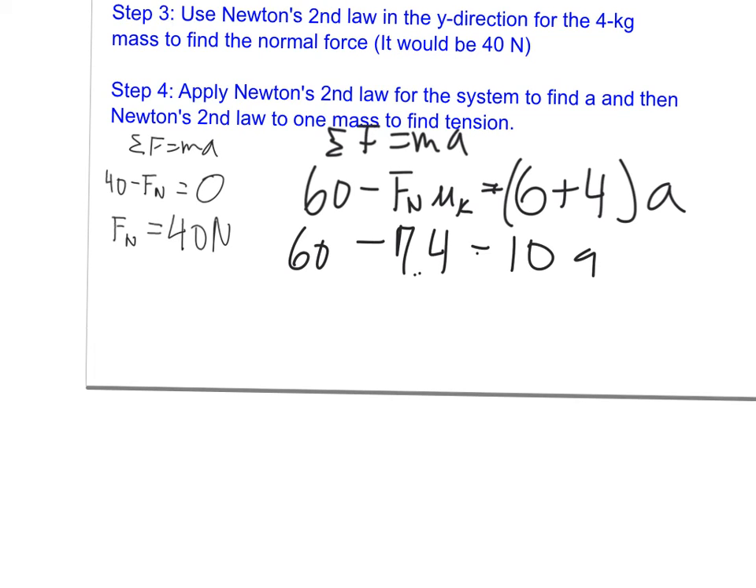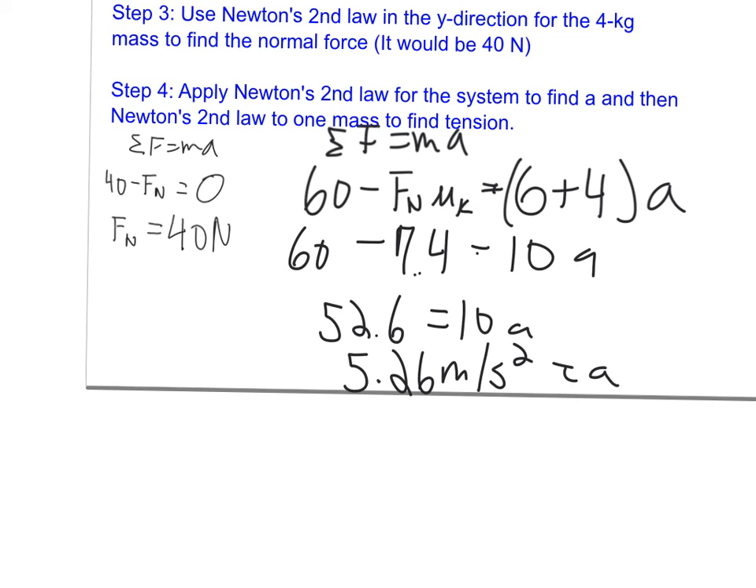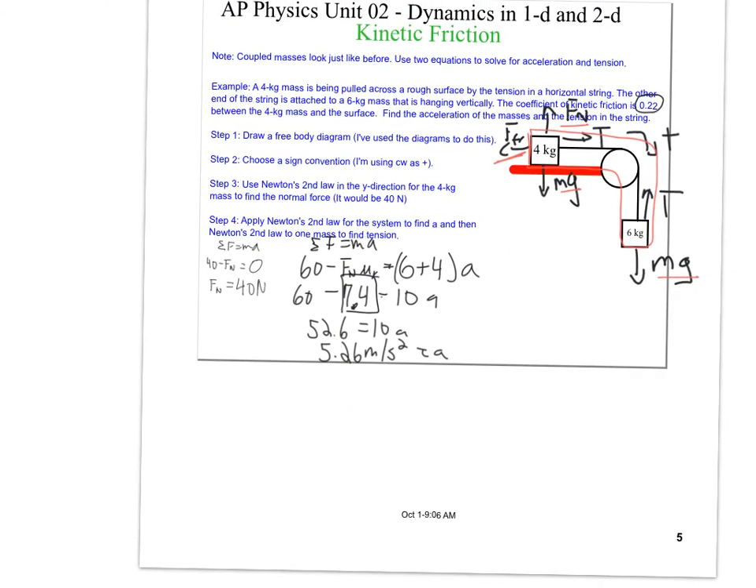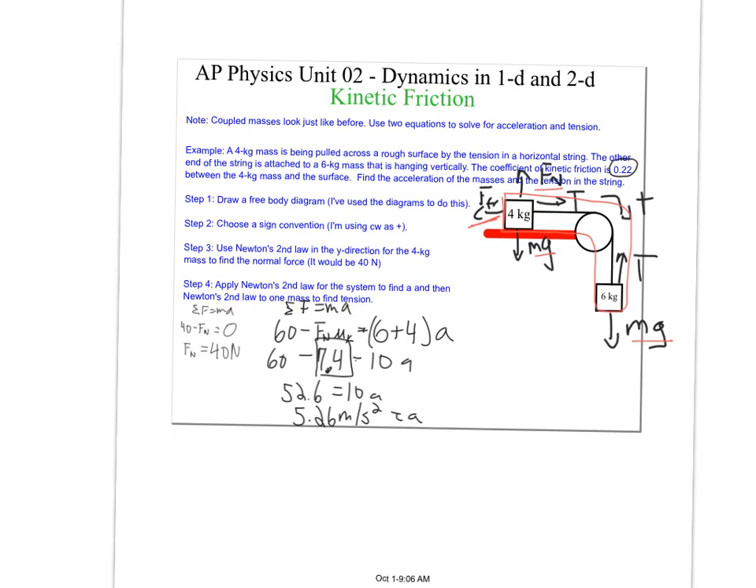7.4 off of 60 is going to be 52.6. That equals 10A, which means our acceleration is 5.26 meters per second squared. That math in the middle might not be quite right, don't trust me. But it should be around that area. Double check in your calculators as you're doing this. But otherwise, again, this is not anything too different than what we've done before. If you feel good about the quiz and doing this, then adding the friction on is not that big of a deal.